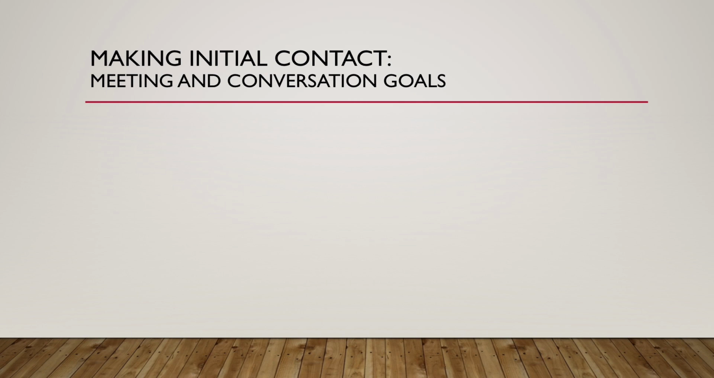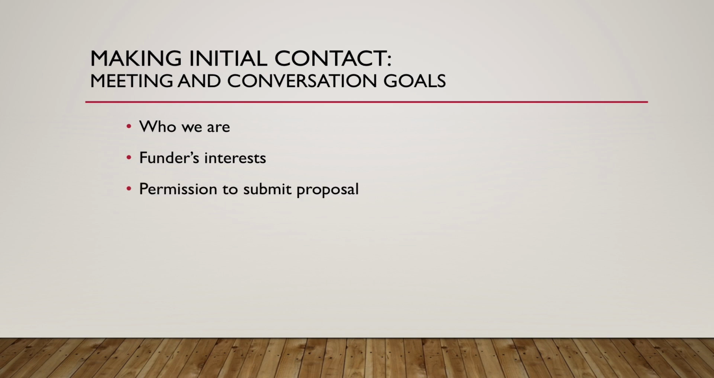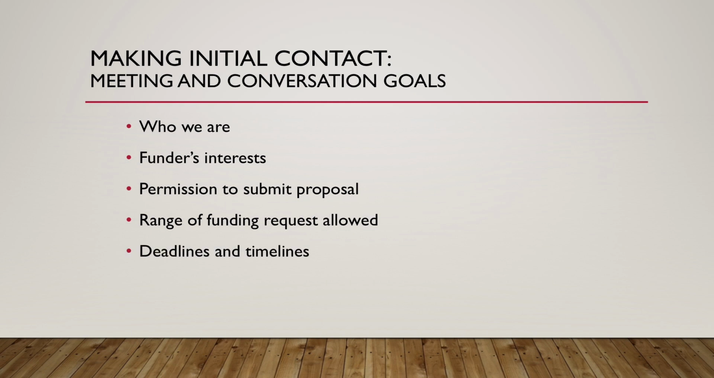Again, what we want to do with our goals is talk about who we are. We know about the funder's interest. Do we have permission to submit a proposal? You'll find that some funders say, don't submit anything unless we've invited you to. Look at the range of the funding requested. They'll say, we're funding projects to do X, Y, Z, and you say, well, how much money can we ask for? That's going to be in your RFP. And if it's not, do some homework. Find out all you can find out. Ask some questions. And then pay careful attention to deadlines and timelines. Really, really, really important.